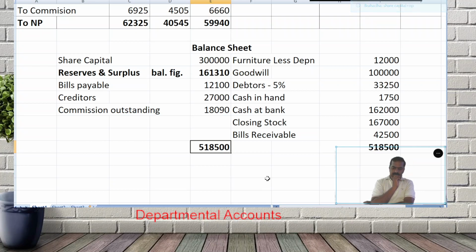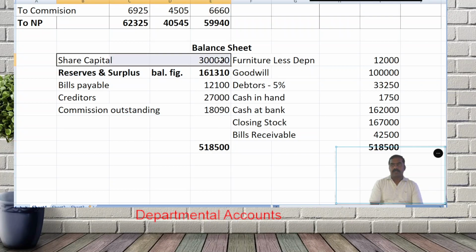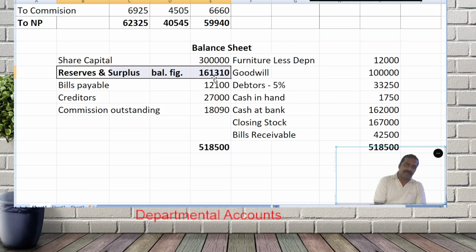The reserves and surplus will include net profit. They would have paid a dividend, so net profit might be more, because they would have declared a dividend. We are not given details about it. It's a company's balance sheet, and we are not given how much dividend is declared. For a sole trader, you have share capital plus net profit. For a company's balance sheet, the undistributed net profit will be shown under reserves and surplus.